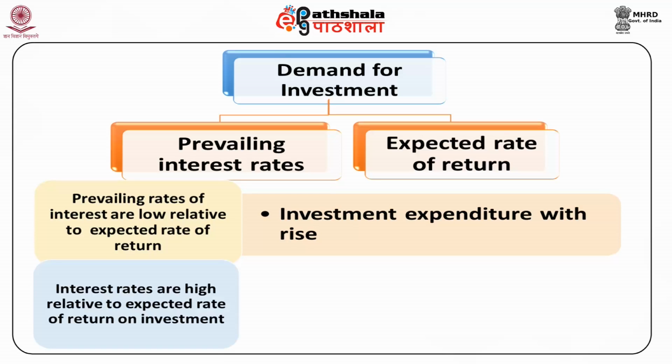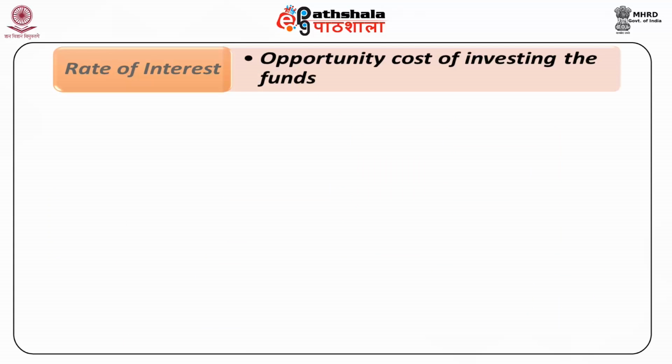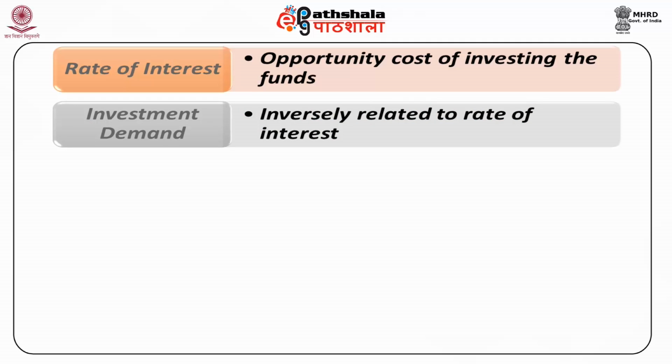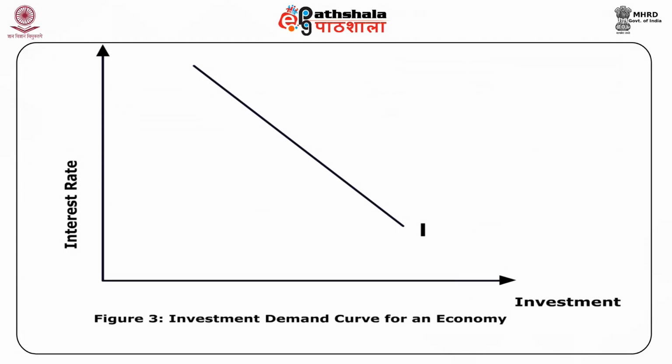If the interest rates are high relative to the expected rate of return on investment, then investment expenditure will fall. In this sense, the rates of interest are the opportunity cost of investing the funds. This indicates that investment demand is expected to be inversely related to rate of interest. In this respect, both Keynes and classical economists had similar views. Let us understand this concept with the help of a diagram.